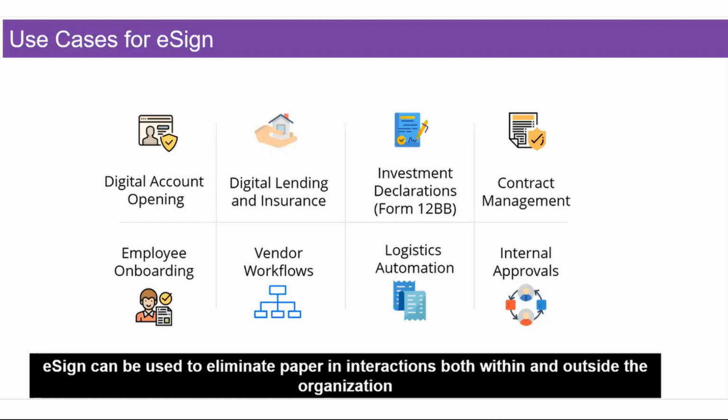Finally, eSign can also be used to sign internal approval memos, claims reimbursements, or approval for release of budget. eSign can also be used to automate any process within your organization or outside while making them completely paperless.